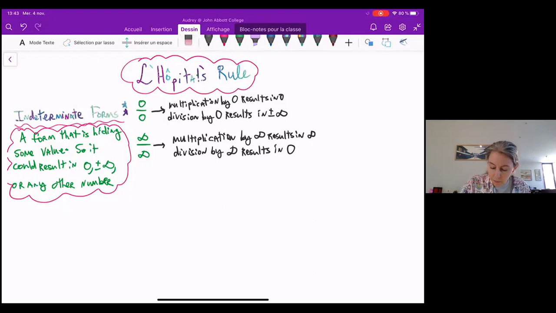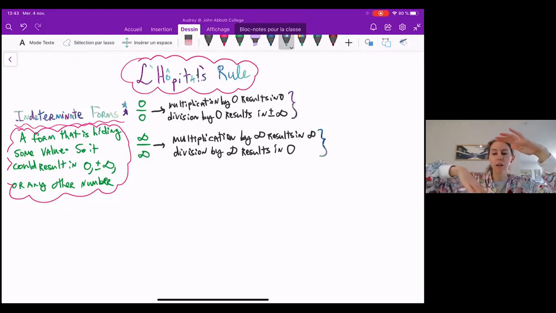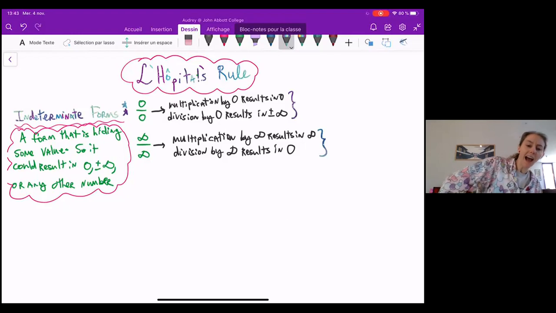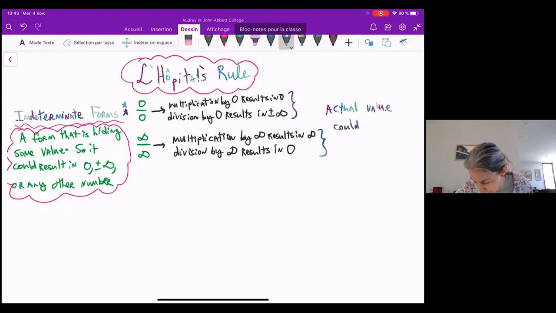So what this means is that the infinity on top is fighting for this thing to be infinity, and the infinity on the bottom is fighting for the thing to be 0. It's a battle between the infinities. If the infinity on top is stronger, we'll get infinity. If the infinity on the bottom is stronger, we'll get 0. Or they could balance each other out and we'll end up with like 5. So the actual value could be anything.